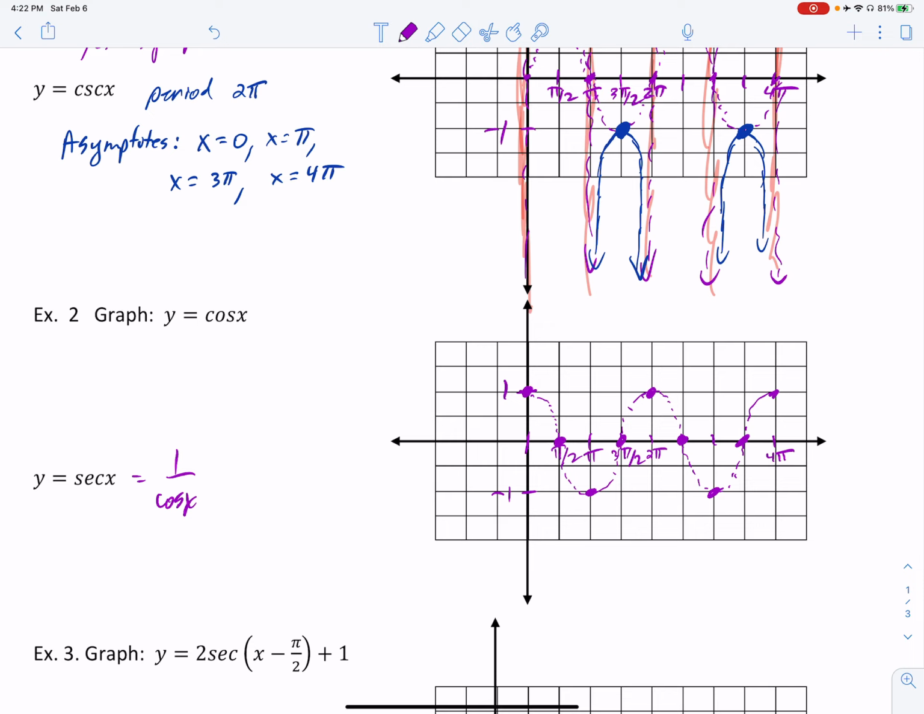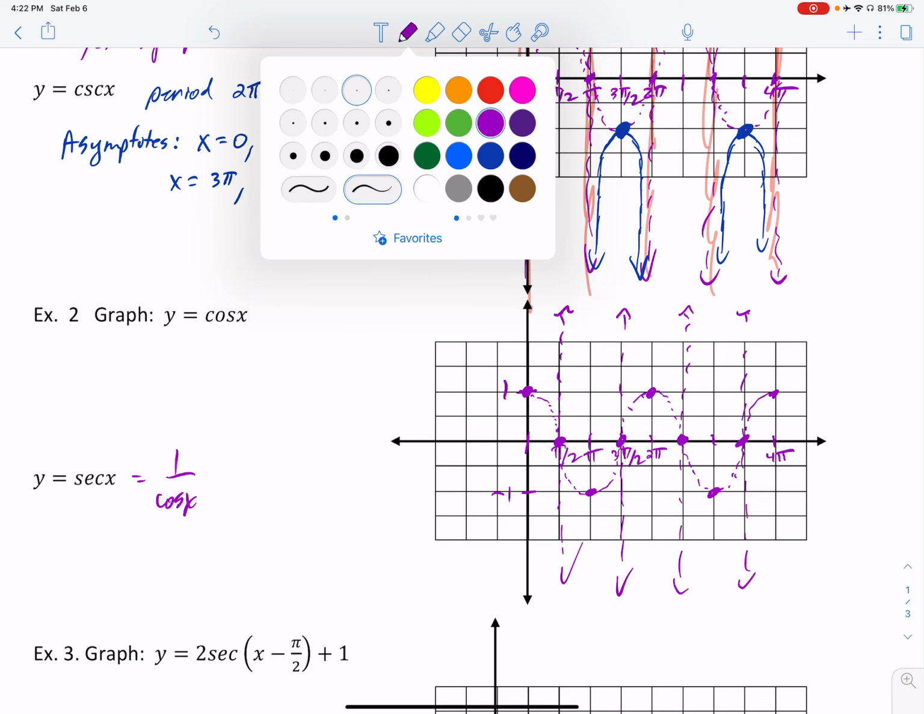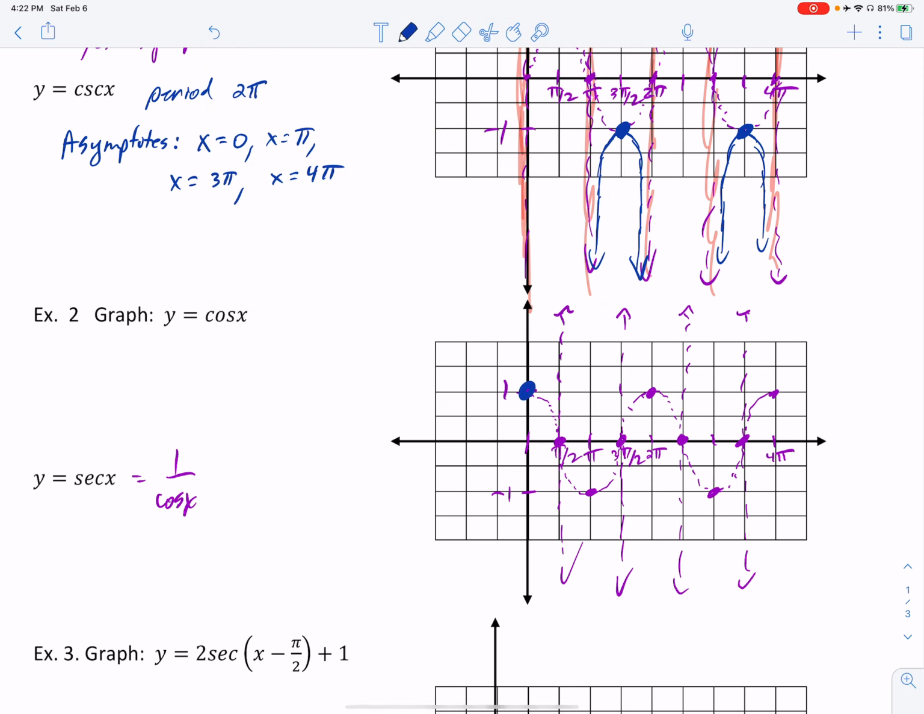And so the zeros of cosine are going to be where we get vertical asymptotes. So for secant, right here at pi halves, 3 pi halves, and another 5 pi halves, 7 pi halves, those are all going to be vertical asymptotes. And where cosine is 1, they will share a point. So they will share the point at 1 and at -1. So those will be points that they have in common because the reciprocal of 1 is 1. The reciprocal of -1 is -1.